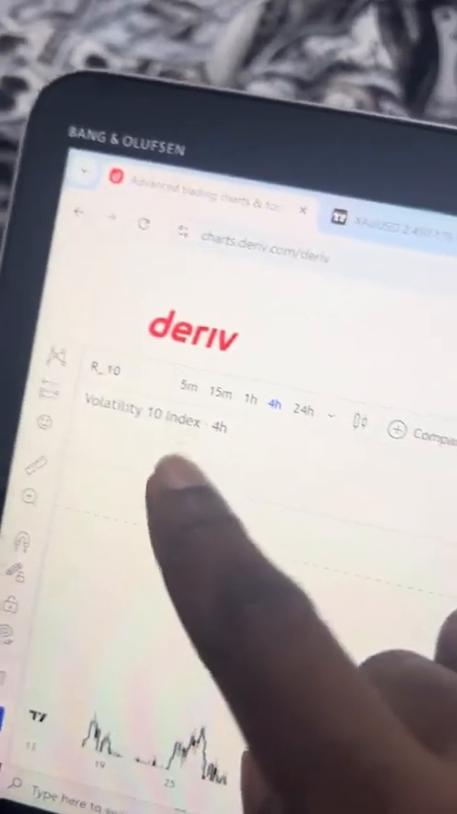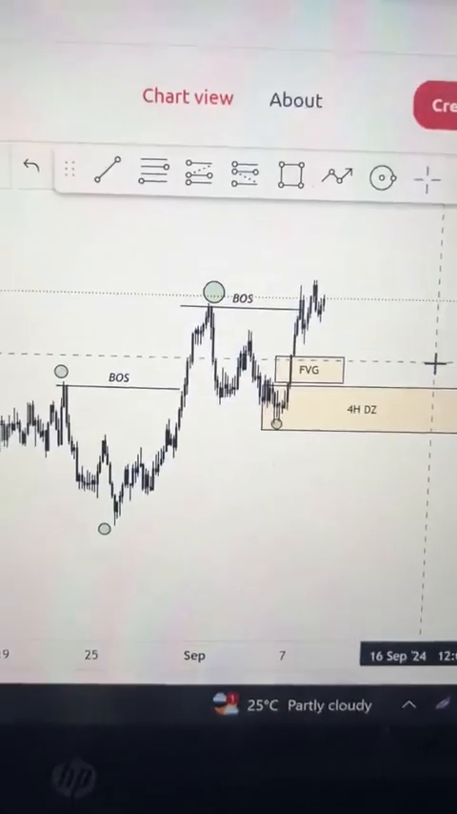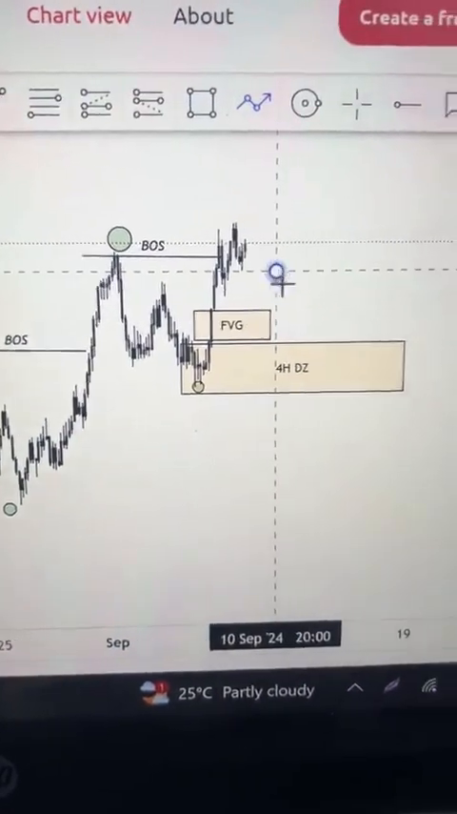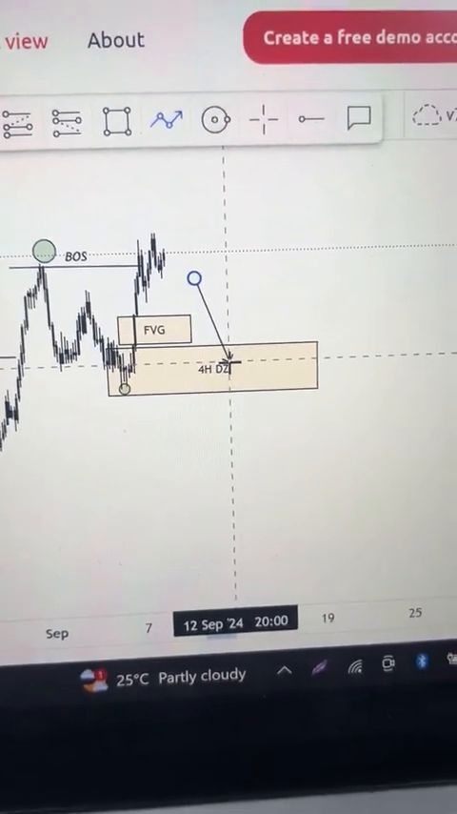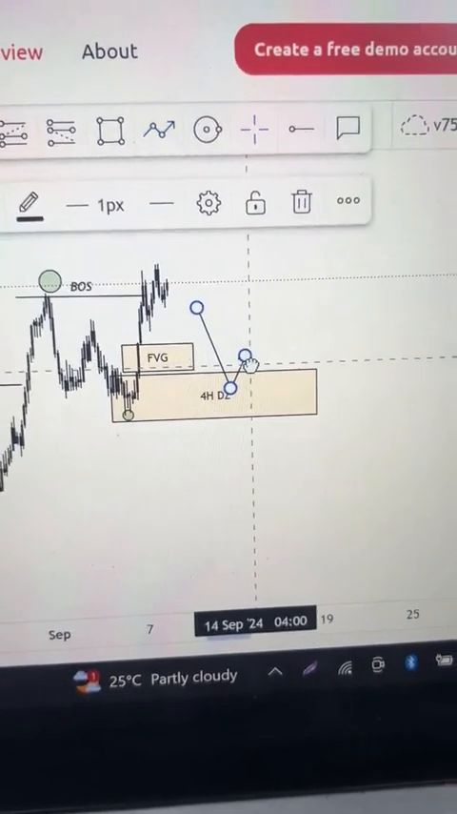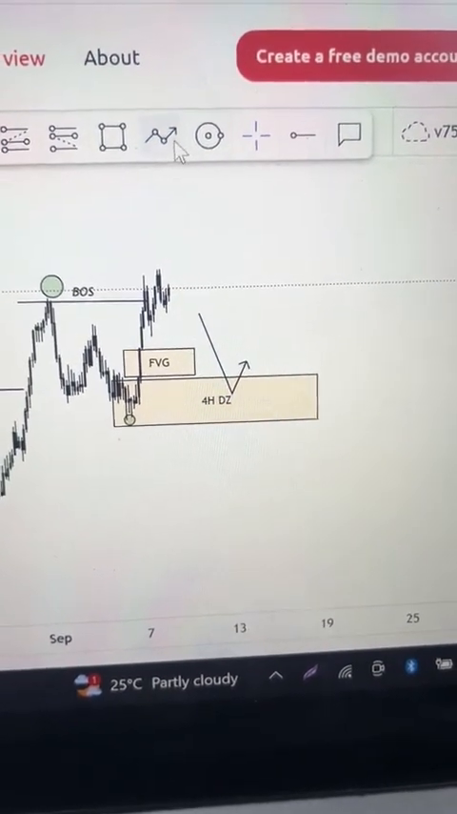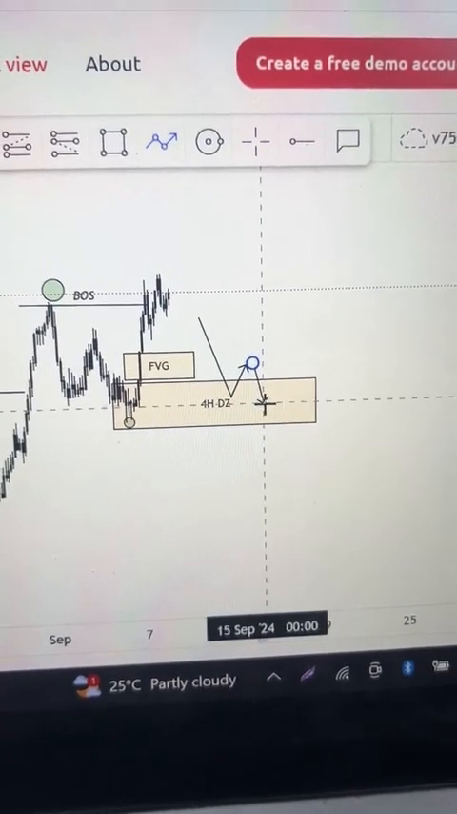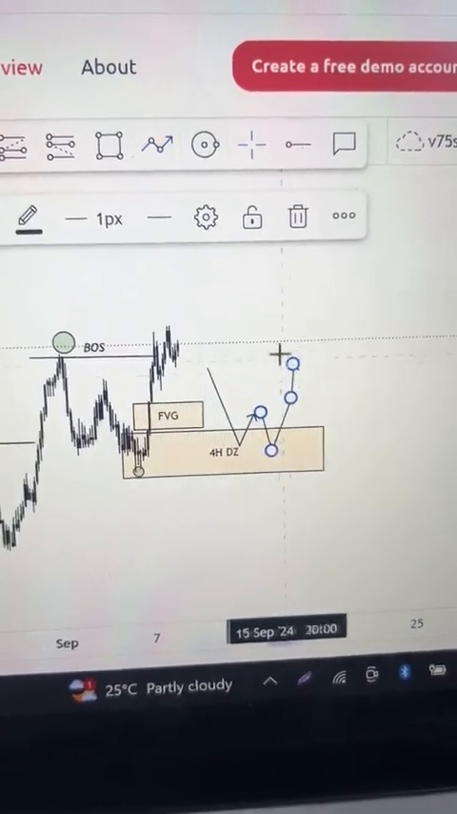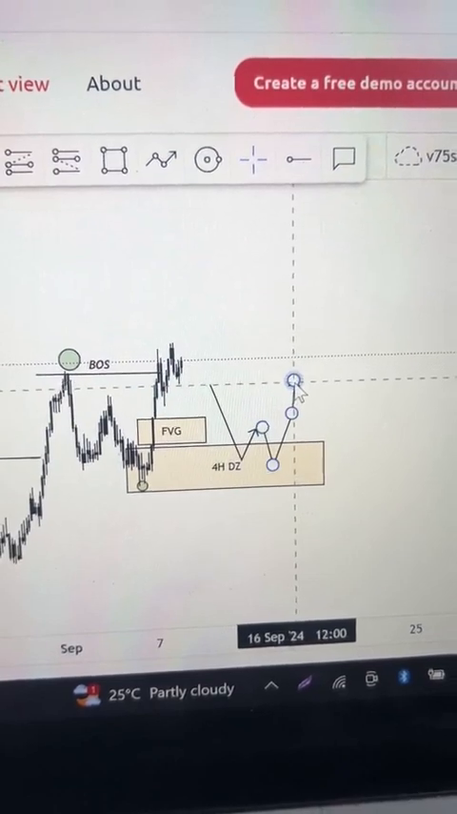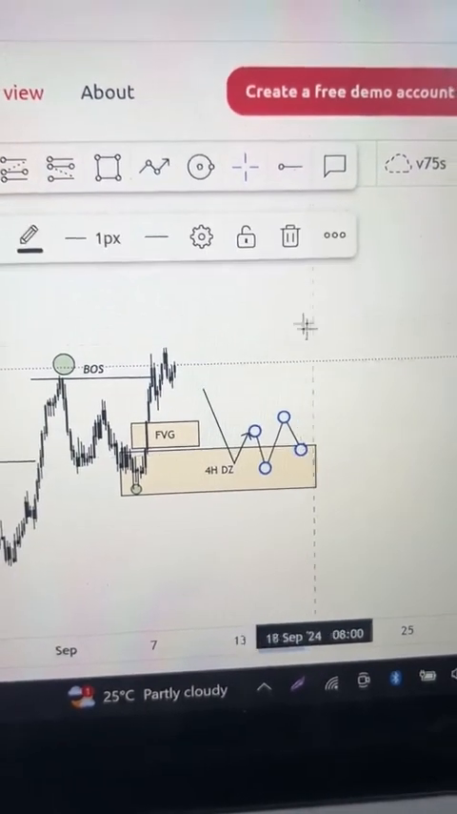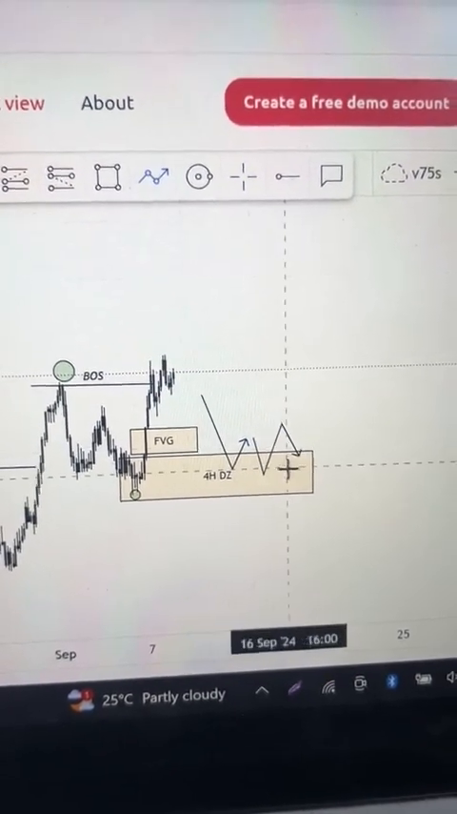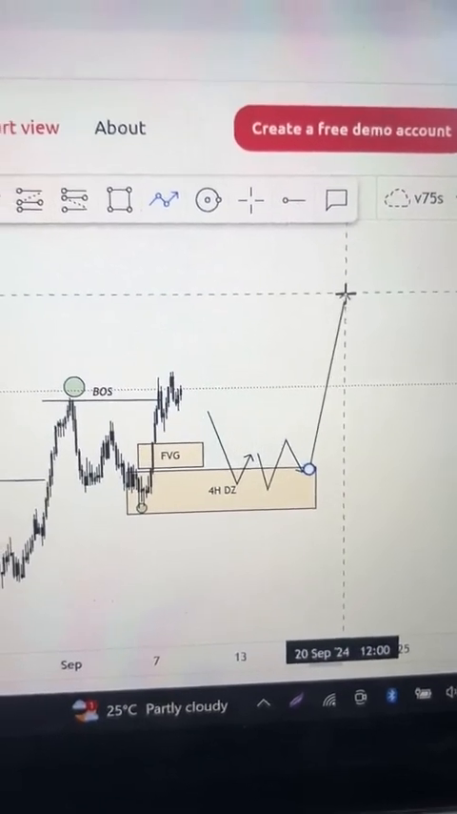So I am not taking a trade on this pair, Volatility 10. Count me out. I will not take it until the price comes back and taps my demand zone. Give me a 15-minute market structure shift, then I will look for a buy setup to the upside.